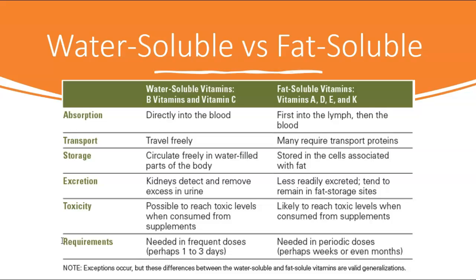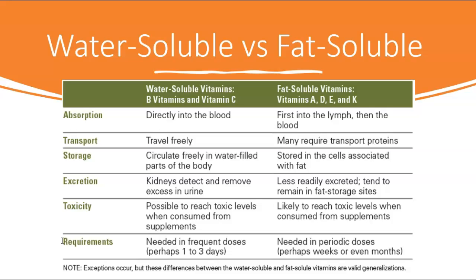This is a chart that comes directly from your book, Water-Soluble versus Fat-Soluble Vitamins, and it basically breaks up how they are different. Water-soluble vitamins are absorbed directly into the blood. Fat-soluble vitamins have to go through the lymphatic system. The water-soluble ones can travel freely in the blood, whereas your fat-soluble ones will require some sort of transport protein to move them around.